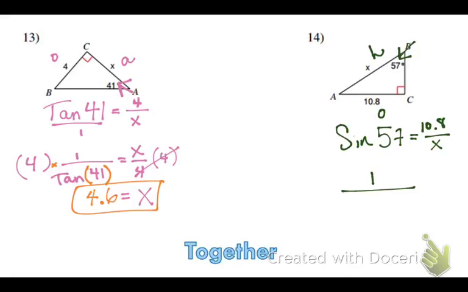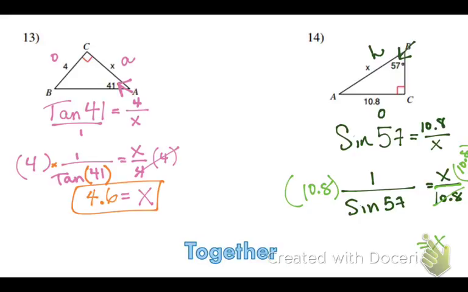Flip both sides. Once I flip both sides, what do I need to do next? You divide it? Nope, it's already being divided. Multiply. So we're going to multiply by 10.8, so that we cancel out the denominator on the right.